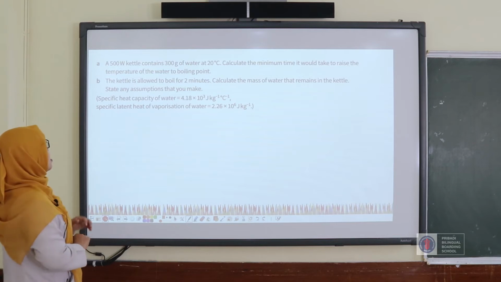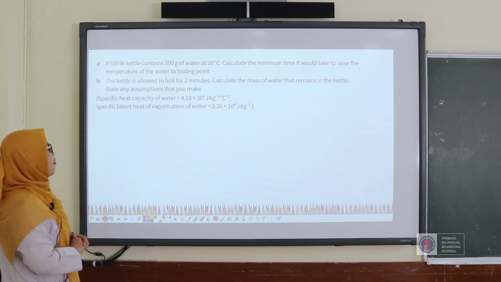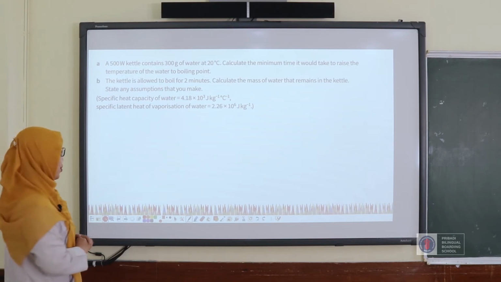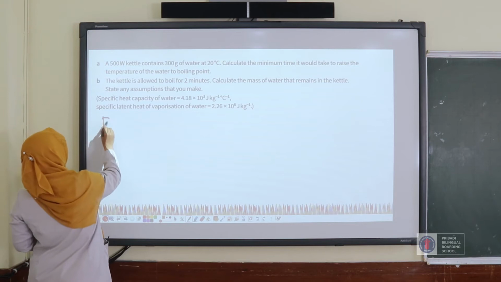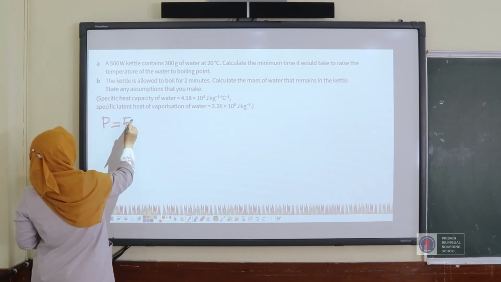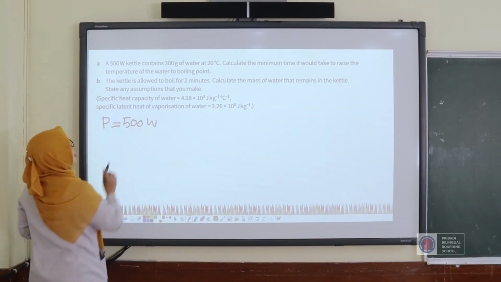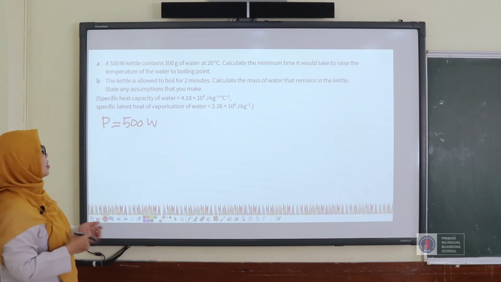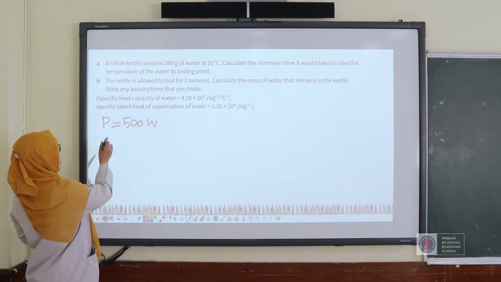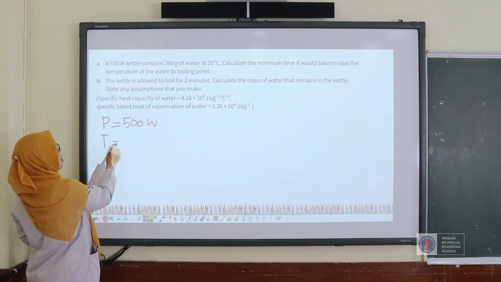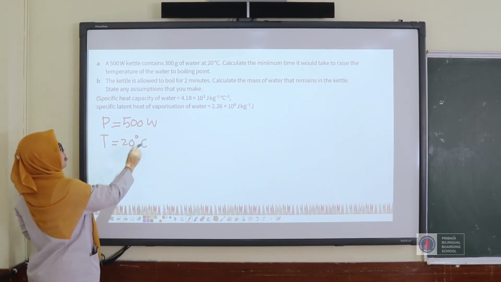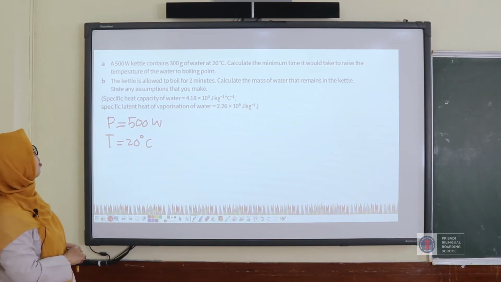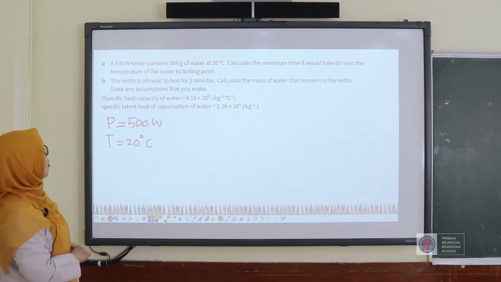Okay, we'll start from question number 1. Here, 500 watt. So, what is the quantity of? Great, quantity of power. Power equals to 500 watt. And then the water is at 20 degrees Celsius. So, we can write it as the temperature equals to 20 degrees Celsius. Then we have to calculate the minimum time it would take to raise the temperature to the boiling point.